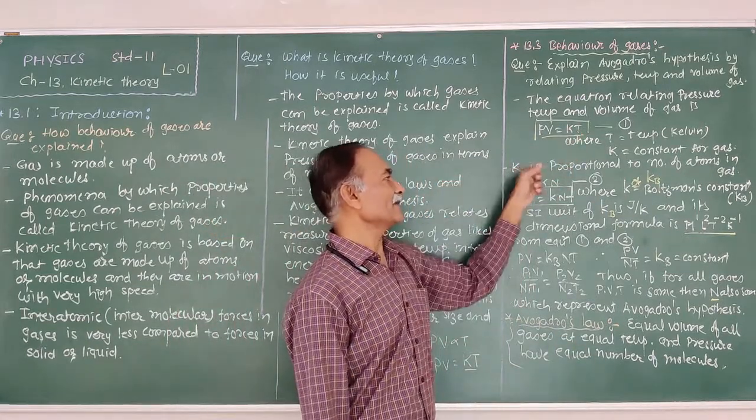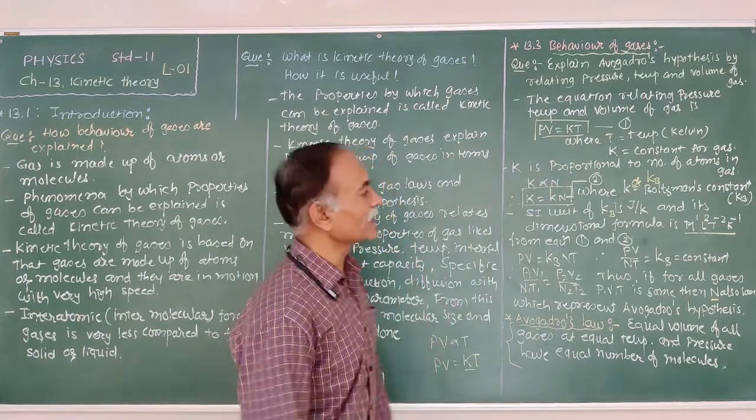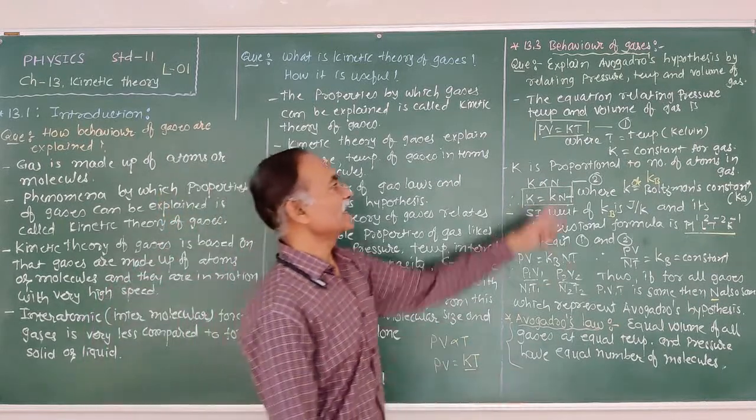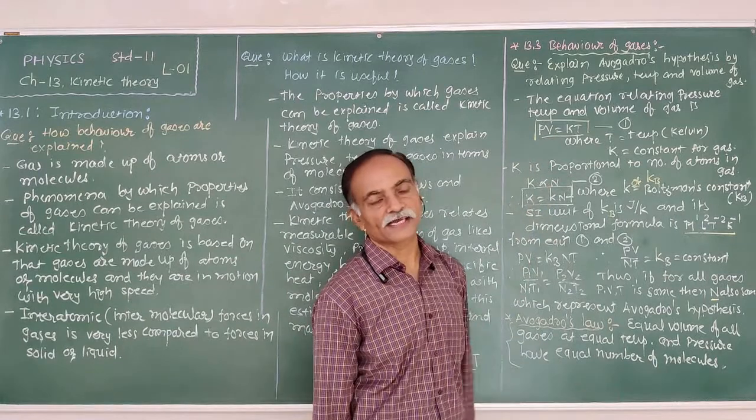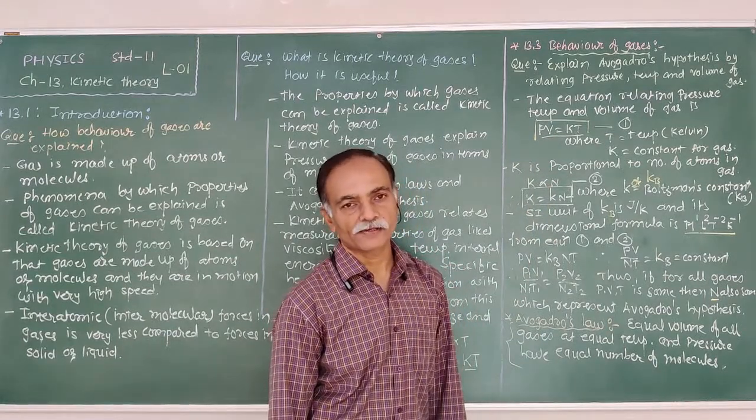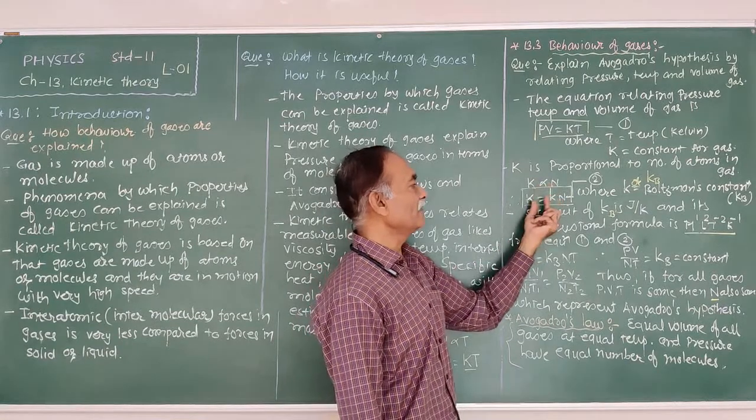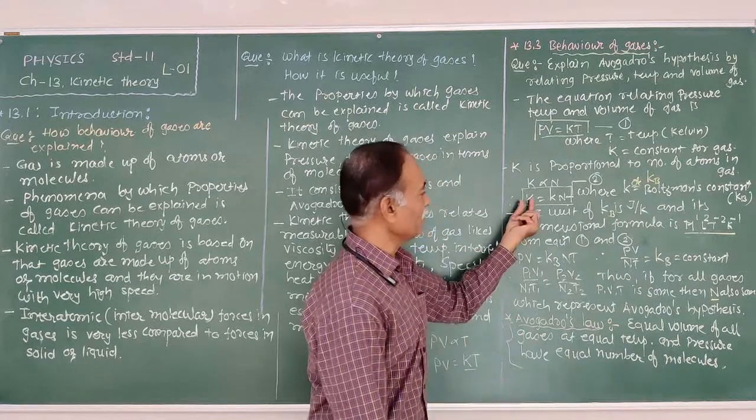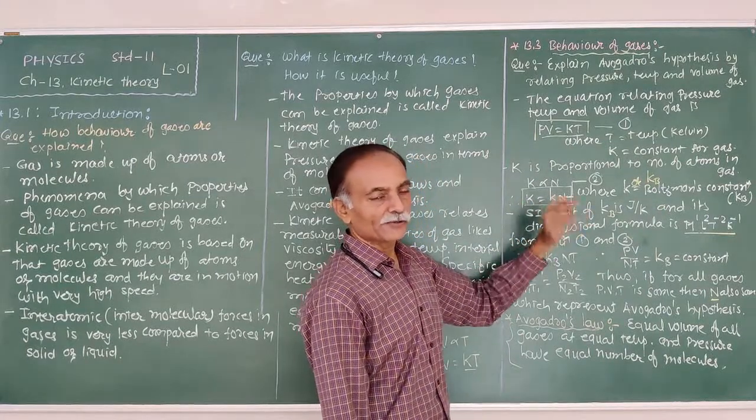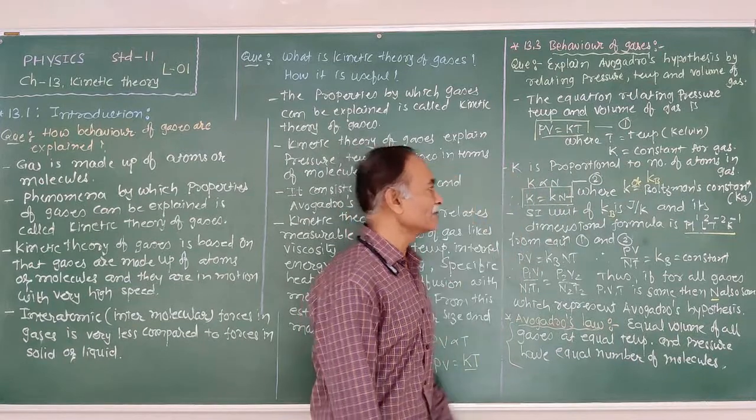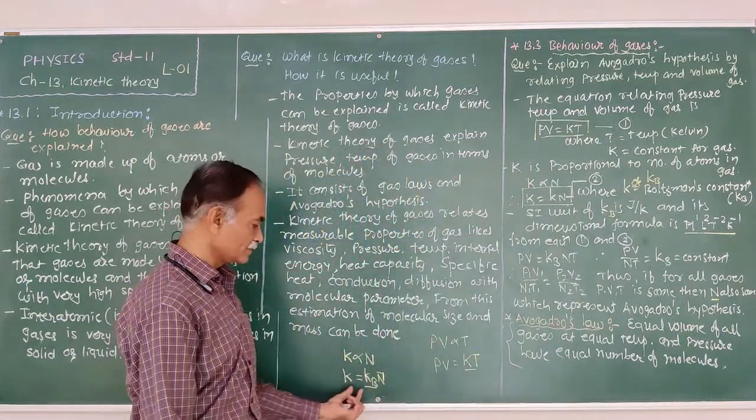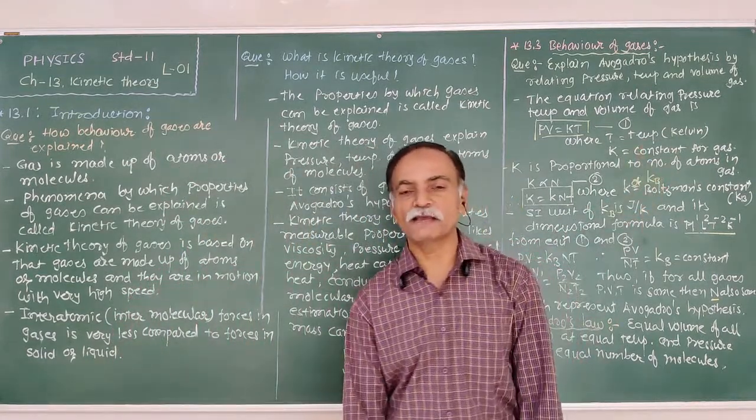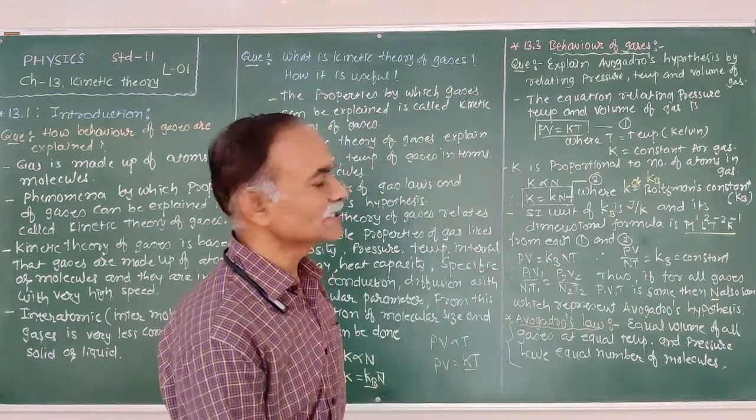Now this capital K is proportional to the number of molecules in a gas. Therefore, K is directly proportional to capital N, where N is the number of molecules. To remove this proportionality sign, we introduce the constant, small k or Kb. Therefore, capital K is equal to small k into N, or Kb into N. That is our equation number 2. Small k or Kb is known as the Boltzmann constant.